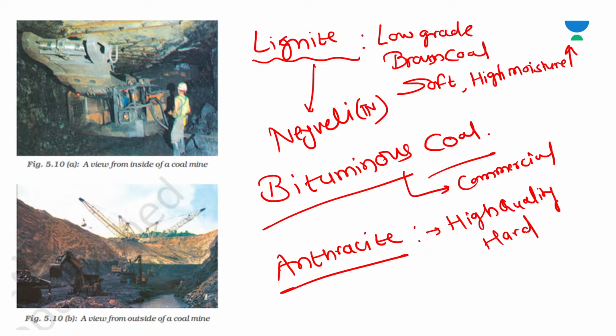So in India, coal occurs in rock series of two main geological ages, namely Gondwana, which is 200 million years in age, and in tertiary deposits which are only about 55 million years old.